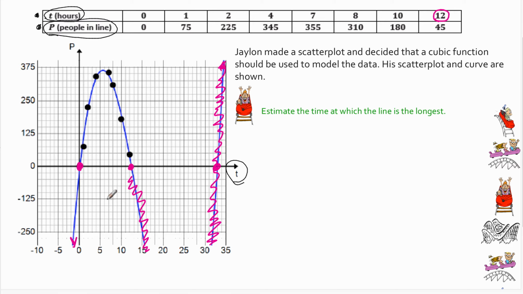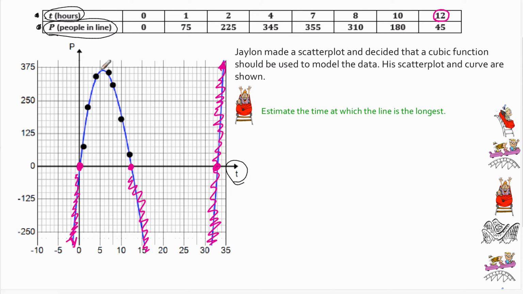So all this other part of the graph is stuff we will ignore because we're basing this on a real world situation, right? We can't have negative hours and negative people waiting in line. And we certainly can't look just at the 72nd hour or something way out here because the park's just not open. There's only 24 hours in a day. So where's the wait time the longest?